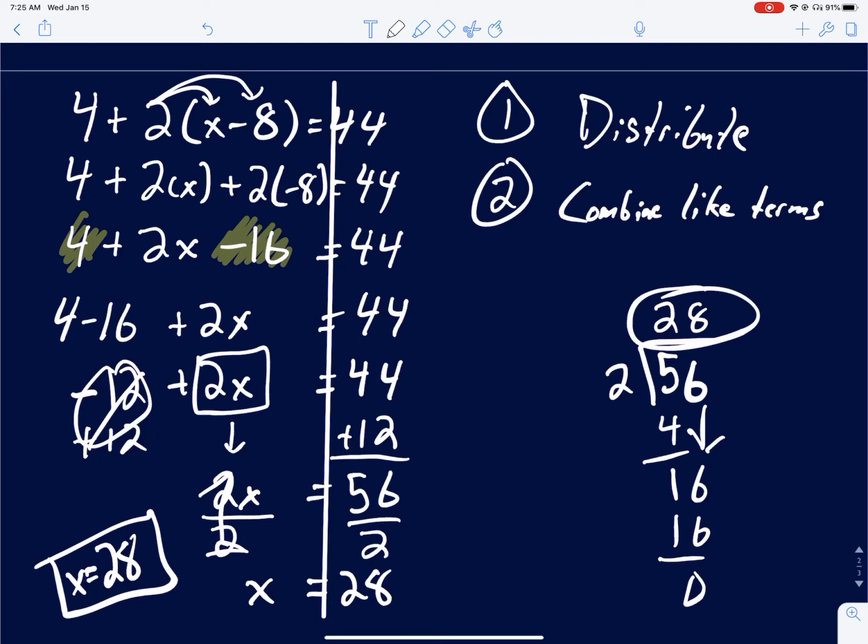And that is how you solve a multi-step equation with the distributive property.